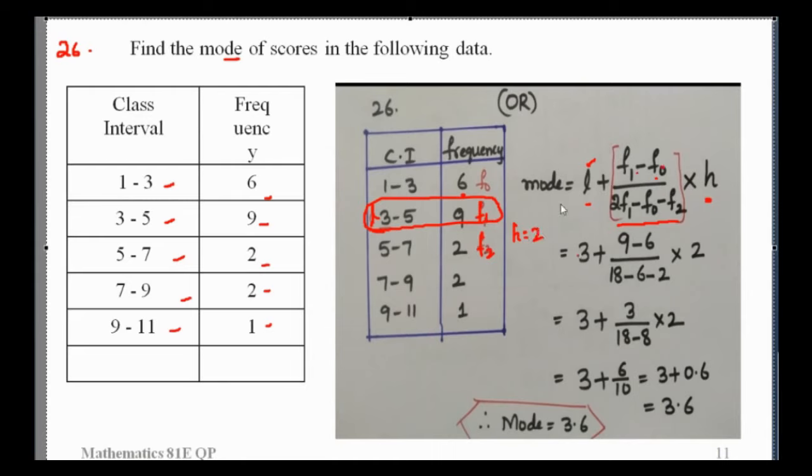L is 3, f1 minus f0 is 9 minus 6, 2 f1 means 9 times 2, which is 18. f0 is 6, f2 is 2, and the class width h is 2. So 3 plus 9 minus 6 is 3, 18 minus 6 minus 2, that is 8, 18 minus 8 into 2. 3 times 2 is 6, 18 minus 8 is 10. So 3 plus 6 by 10 can be written as 0.6. So 3 plus 0.6 is 3.6. So the mode value will be 3.6. Make a note of this, students. Whichever the answer is, that value should lie in the modal class.